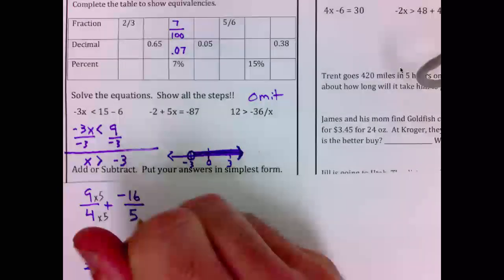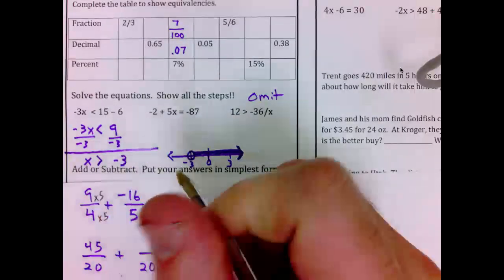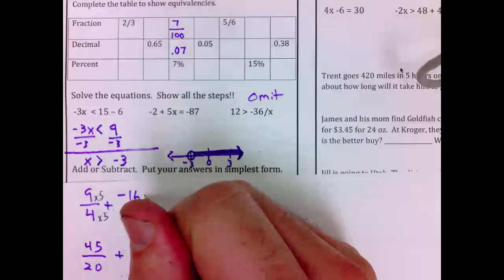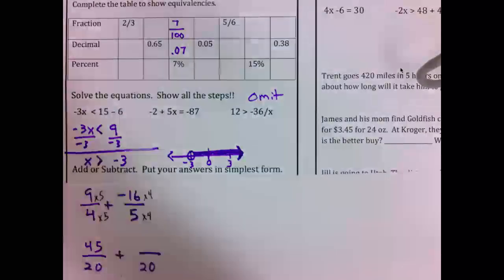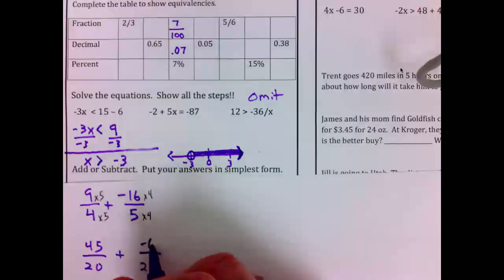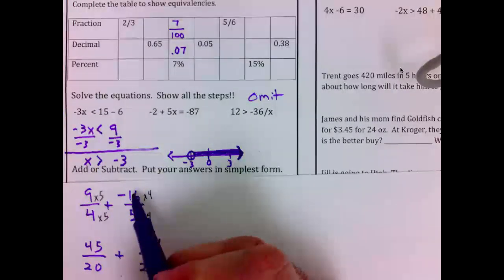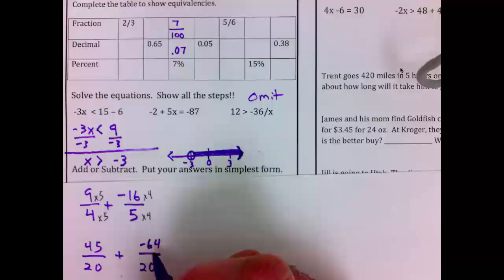5 times what gives 20? 5 times 4. Thus, I will multiply the numerator times 4 as well. Negative 16 times 4 is a negative 64. Negative 16 over 5 is equivalent to negative 64 over 20.